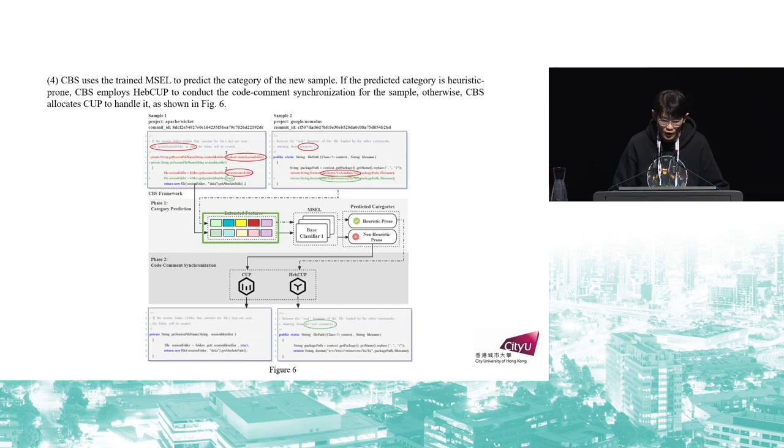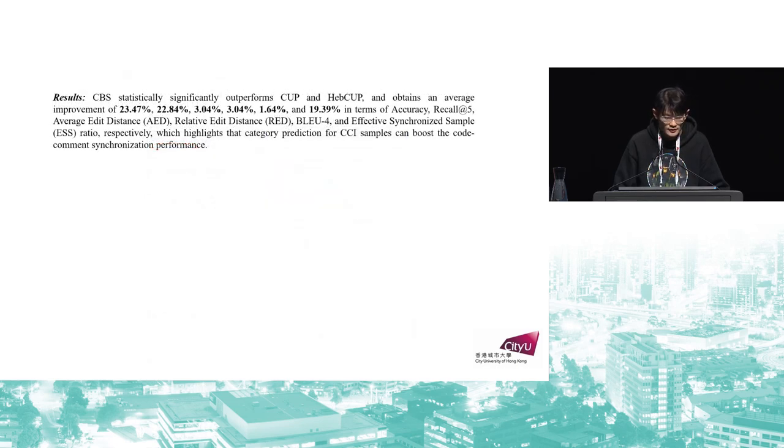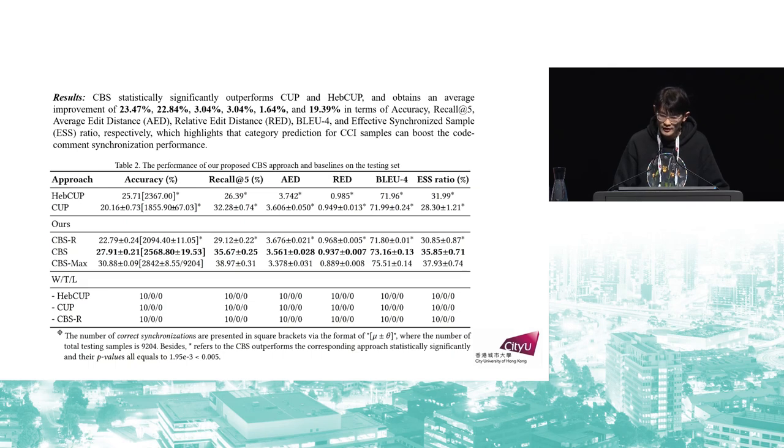As shown in figure 6, as a whole, CBS first extracts features for samples. Then it uses a trained MSCO algorithm to predict the category of the new sample. And if the predicted category is heuristic prone, CBS employs HEBCOP to conduct the code comment synchronization for the sample. Otherwise, CBS allocates COP to handle it. As shown in table 2, our extensive experiment demonstrates that CBS statistically significantly outperforms COP and HEBCOP and obtains a considerable improvement in terms of accuracy, recall, F1, AED, RED, BLEU, and ESS ratio.